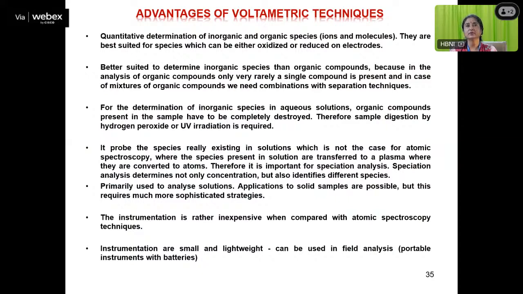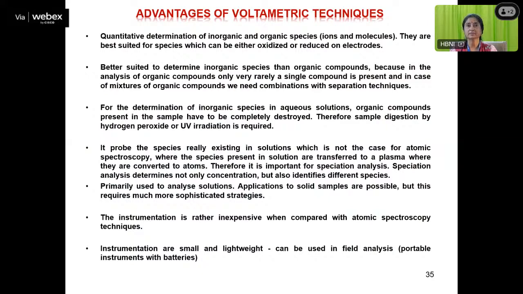Because in the analysis of organic compounds only very rarely is a single compound present, and in case of a mixture of organic compounds we need combinations with separation techniques. Without separating, we don't have an idea of the oxidation and reduction potentials of these molecules, and what organic components are present in the sample we also don't have an idea. So for a mixture of organic compounds it is very difficult. You have to first use separation techniques to separate all the organic components.